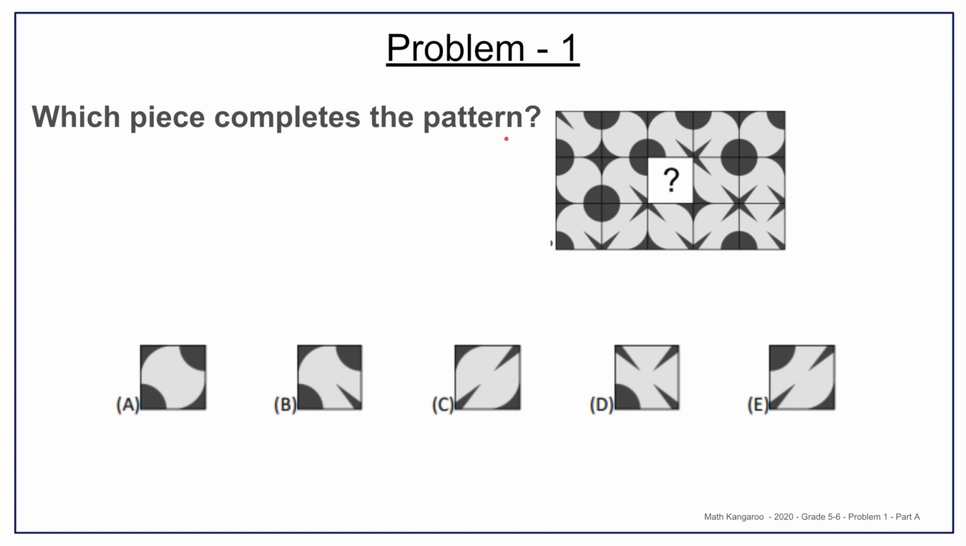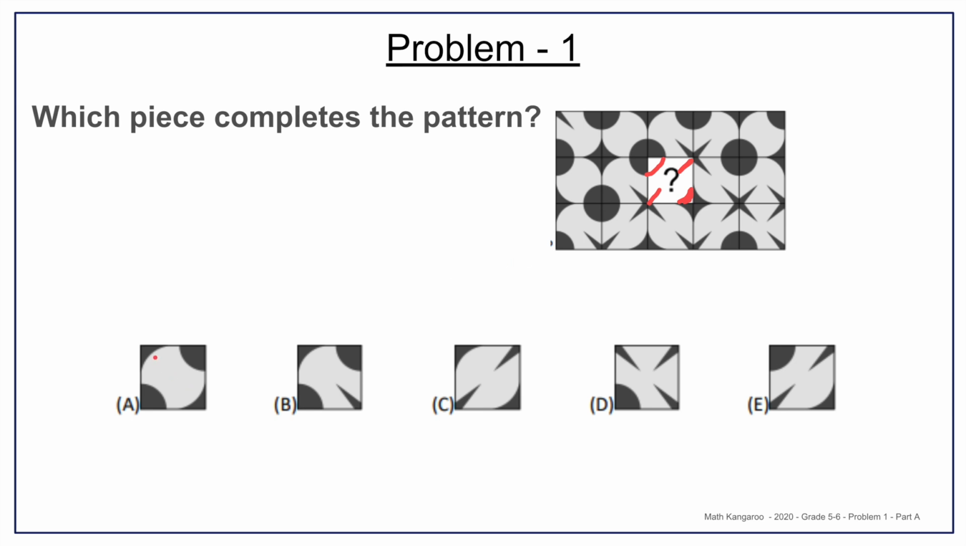Which piece completes the pattern? This is the shape and we have to find out the pattern to complete this piece. These are our options. Let us look into it and see what we need. So we need here a circular piece, a leaf, and a leaf of this star, and an inside curve. Now let us see which options carry these shapes.